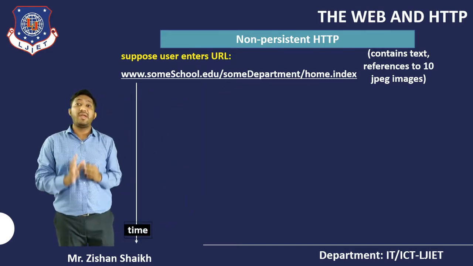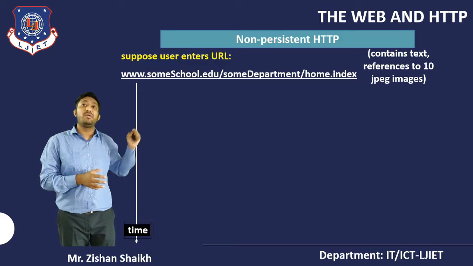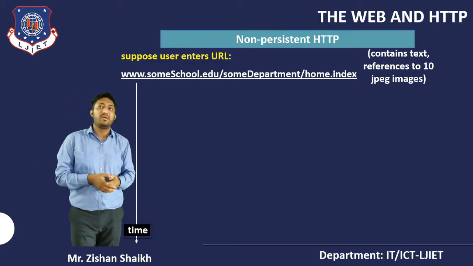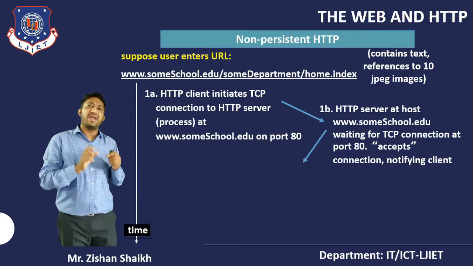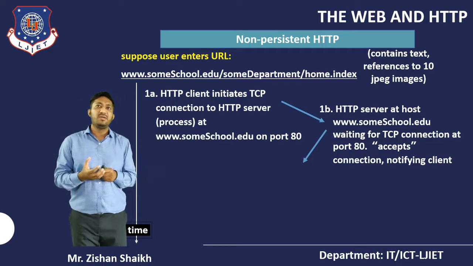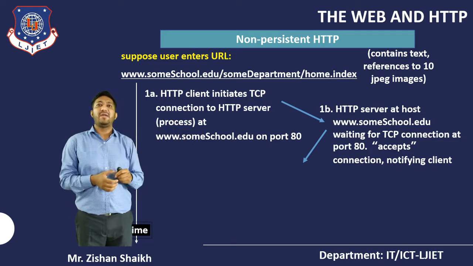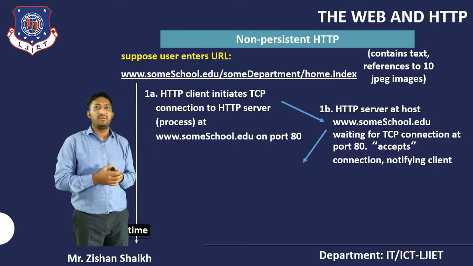Now I want to download 10 images. How does non-persistent HTTP work? So in the first step, what happens? The HTTP client initiates a connection to the HTTP server, and the process begins.